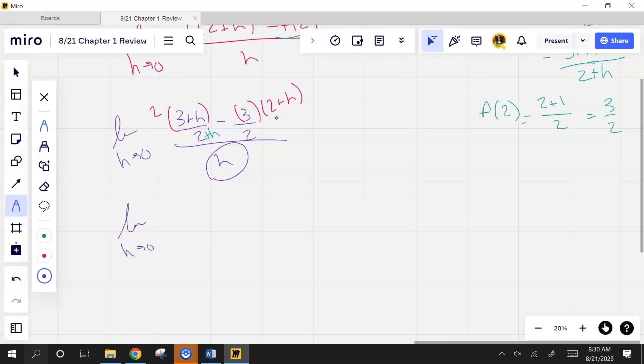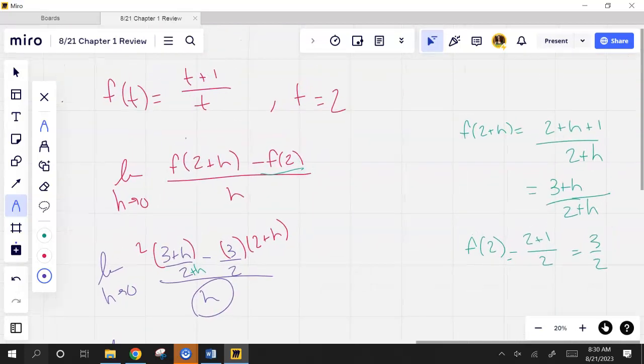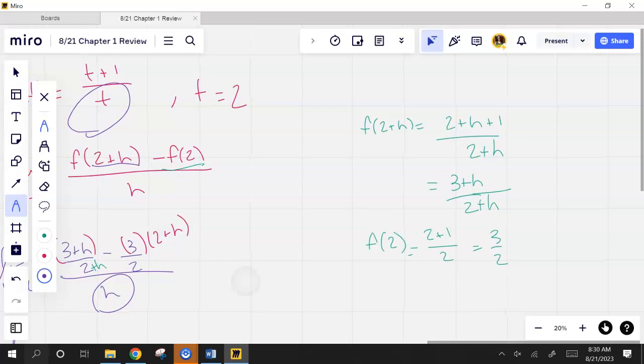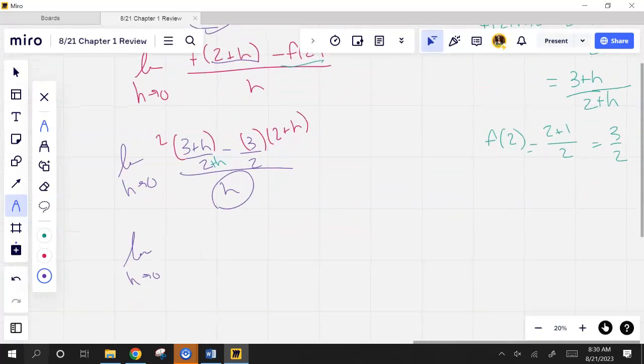Okay. Because it was over t, and so if it's f of 2 plus h, I have to put the 2 plus h here at the bottom, too. And I just put 2, like a dummy. Okay.